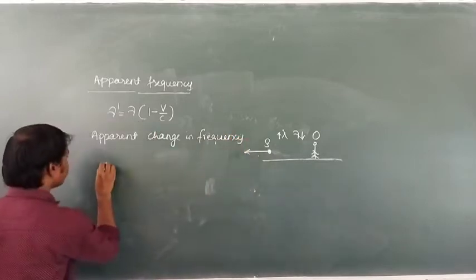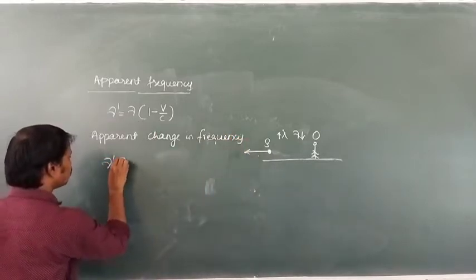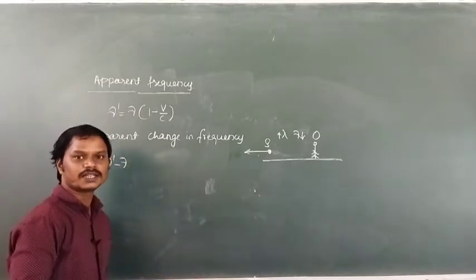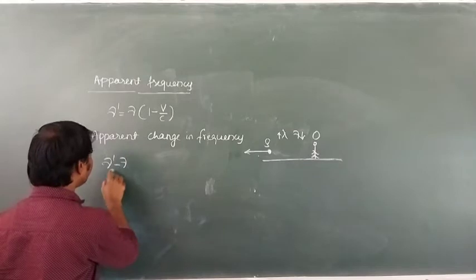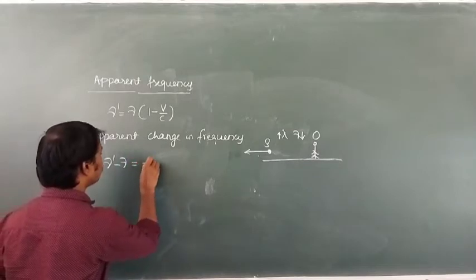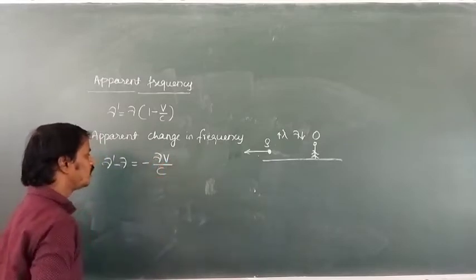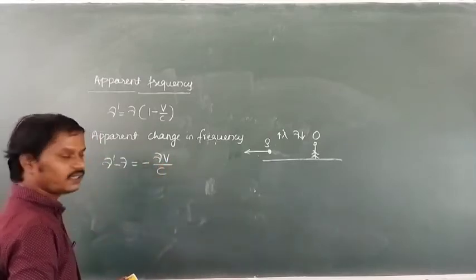Now, so that is nu dash minus nu. So apparent frequency minus actual frequency gives the apparent change in frequency. Nu dash minus nu is equal to minus nu into V by C. What does the negative sign indicate here?